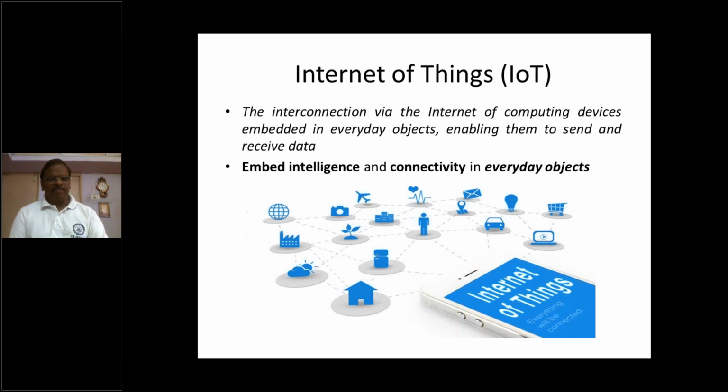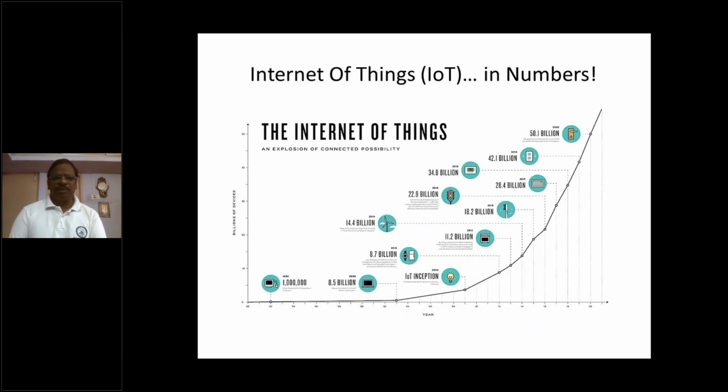I have already stated that the Internet of Things is the number one concept. The interconnection via the Internet of computing devices embedded in everyday objects, enabling them to send and receive data. So most of the Internet of Things, IoT devices, are utilized nowadays. Embedded intelligence and connectivity, everyday objects are mostly connected with these IoT devices. All the IoT devices are created by using this new pervasive computing technique.